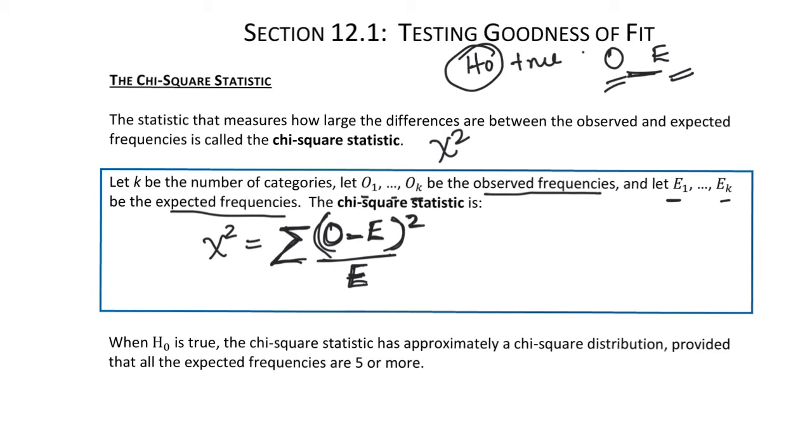And the degrees of freedom for the chi-square statistic is always 1 less than the number of categories. So the degrees of freedom will be k minus 1. This is under the assumption that the expected frequencies are greater than or equal to 5. Meanwhile, there is no assumption on the observed frequencies. That means the assumption that the frequencies are at least 5 does not apply to the observed frequencies.